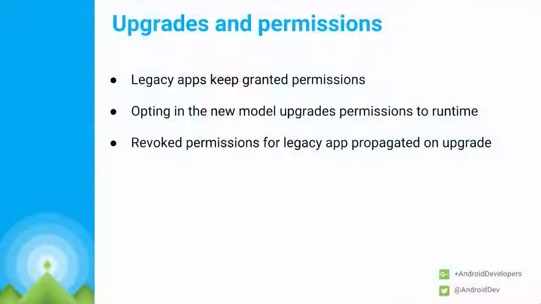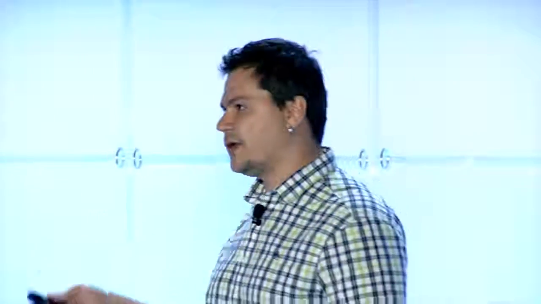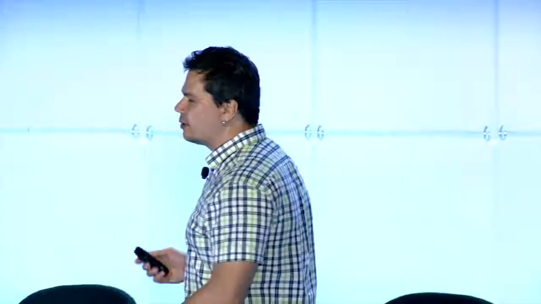So upgrades. What's the upgrading story? Permissions are grandfathered. So if you have an L app on an L device, you have all the permissions. If the device gets updated to M, your application still has all the permissions, with a caveat: the user can go ahead and revoke the permissions. If you upgrade your application from target SDK 22 to 23 to opt into the new permission model, you still keep your permissions.